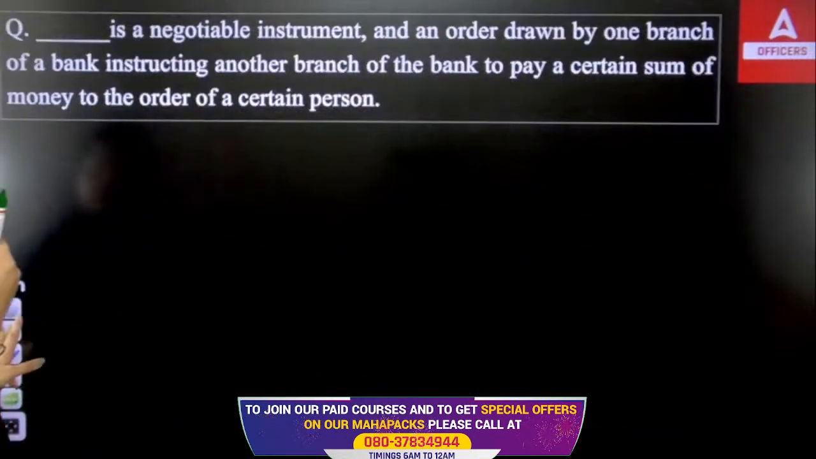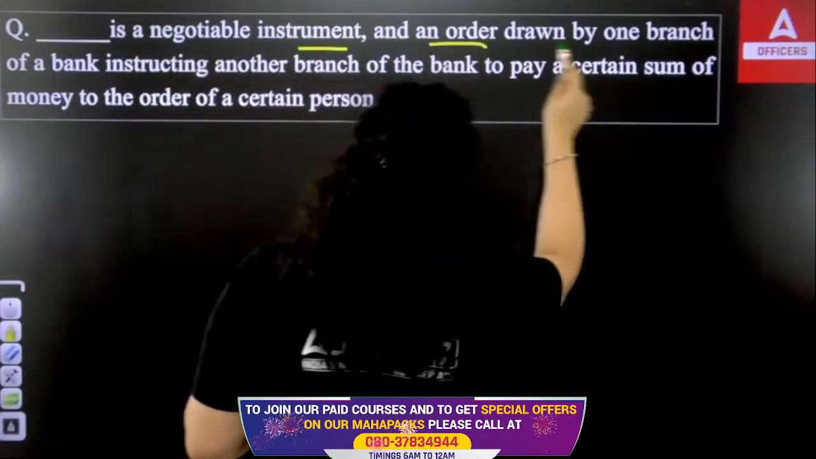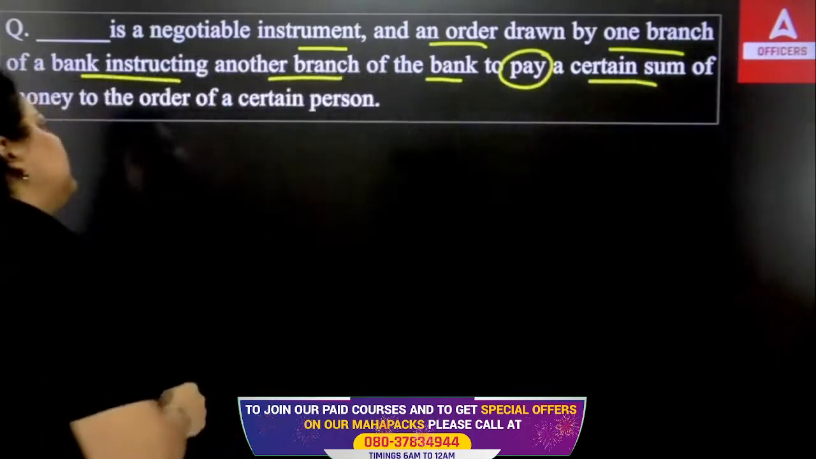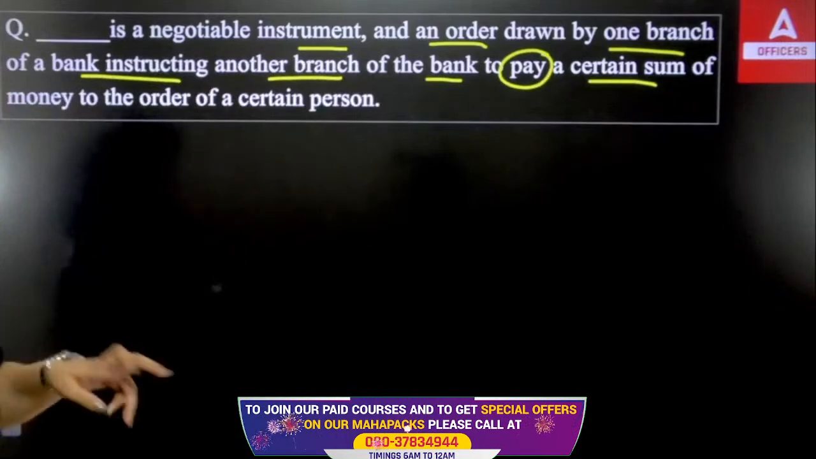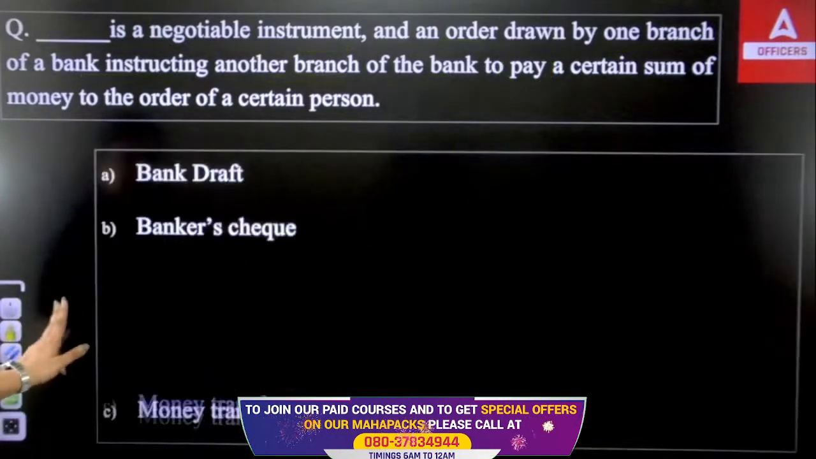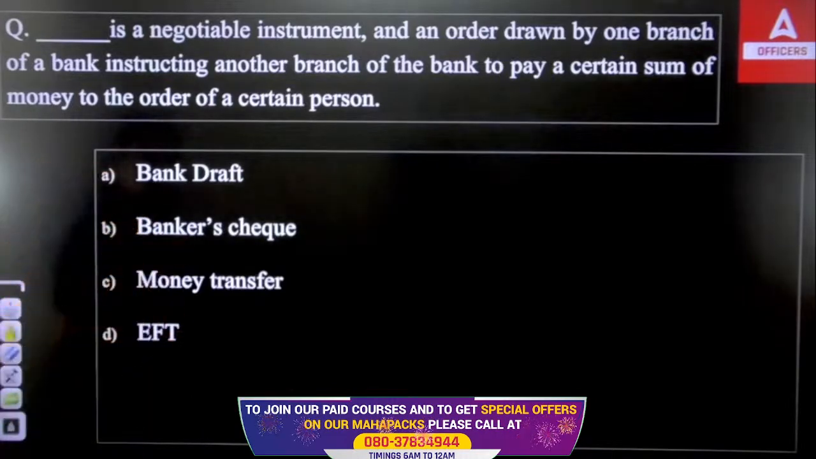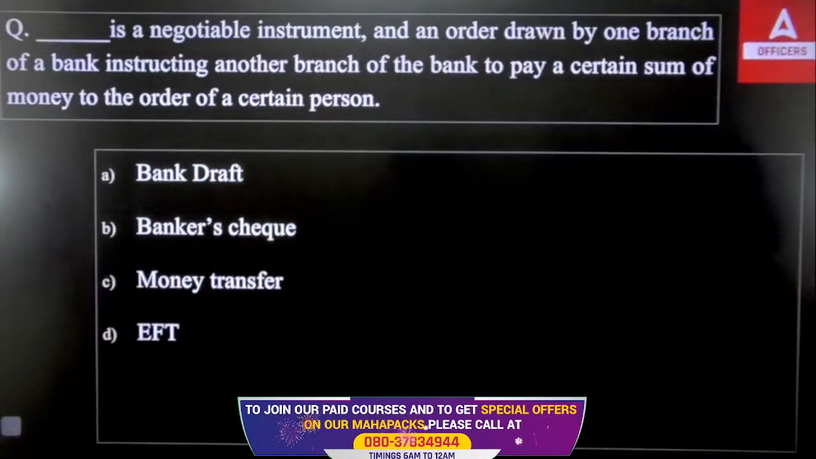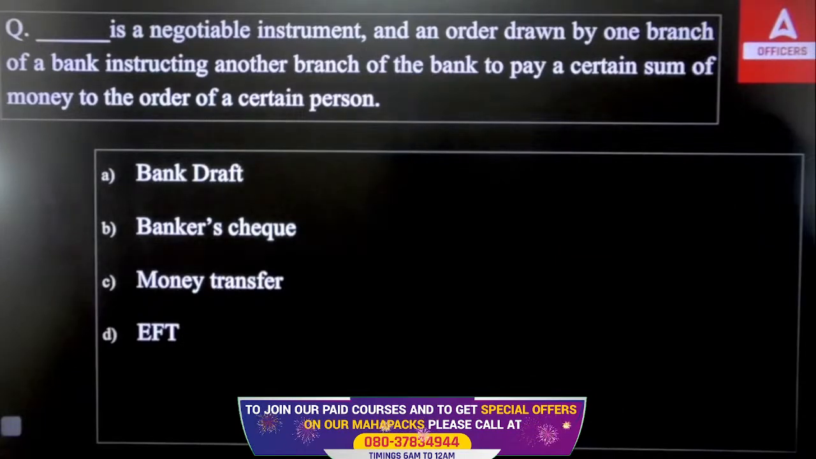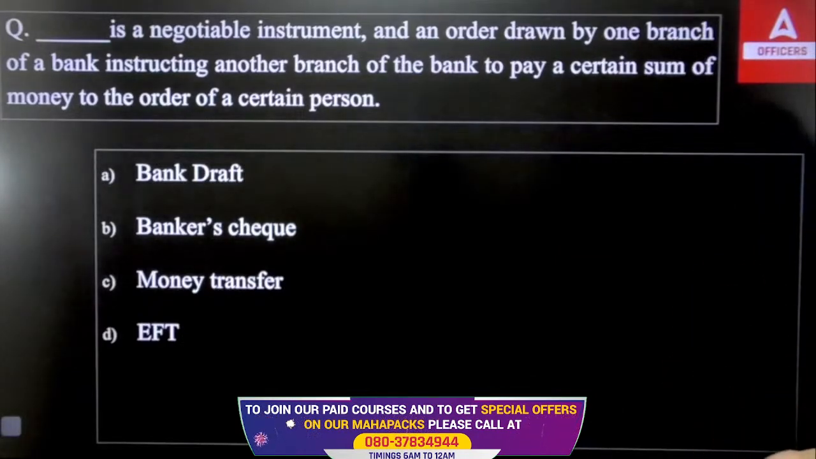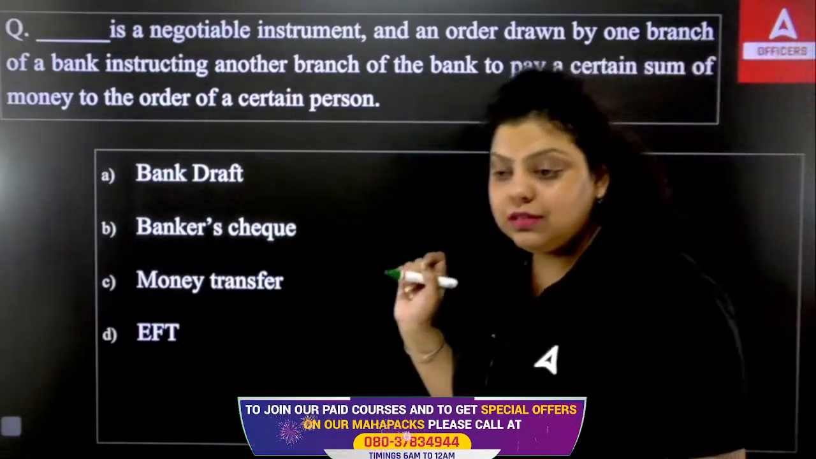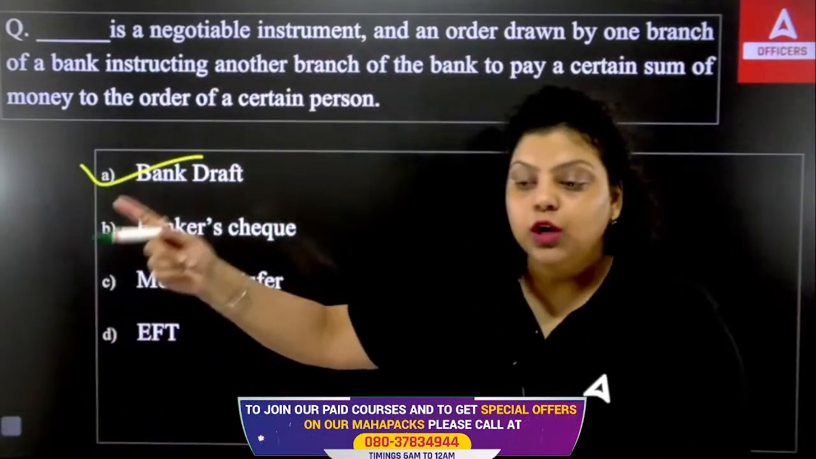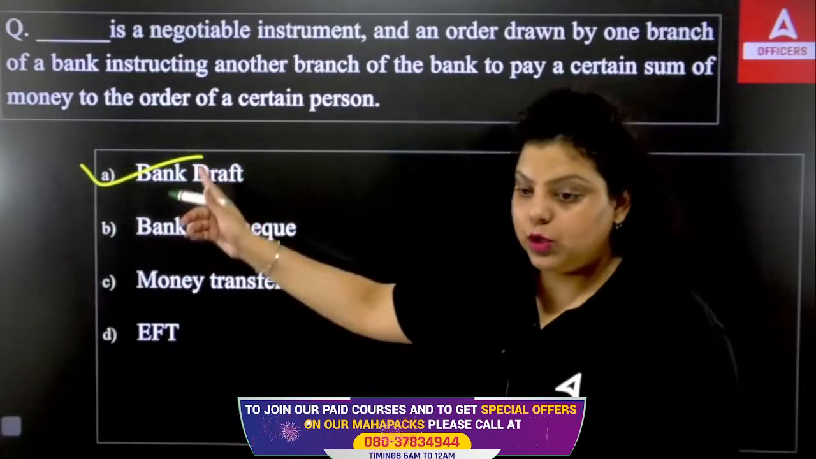Next. Dash is a negotiable instrument and an order drawn by one branch of a bank instructing another branch of the bank to pay a certain sum of money to the order of a certain person. Now you have to answer which of the following is correct. First we have bank draft, second is banker's cheque, third is money transfer, fourth is electronic fund transfer. Which is the negotiable instrument that is an order drawn by one branch of a bank instructing another branch to pay a certain sum of money to the order of a certain person? That will be a bank draft. One branch is ordering another branch to pay a certain sum of money to another person. So the right answer will be option A.